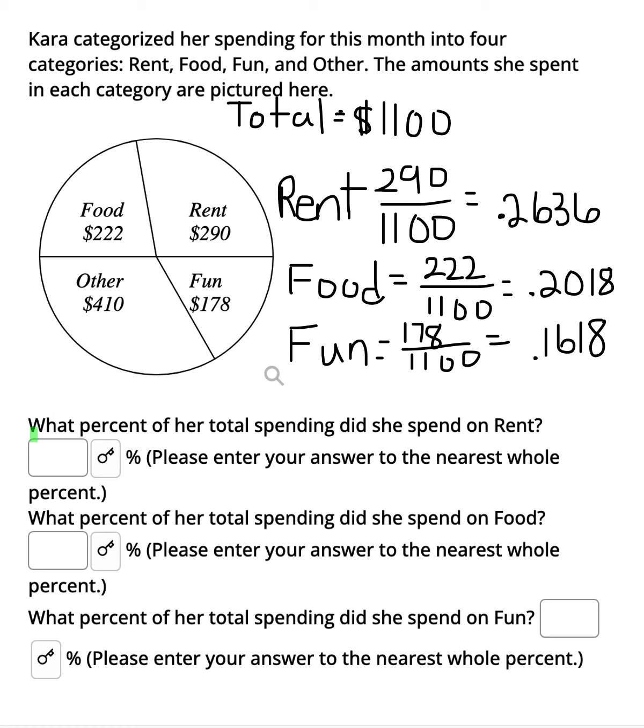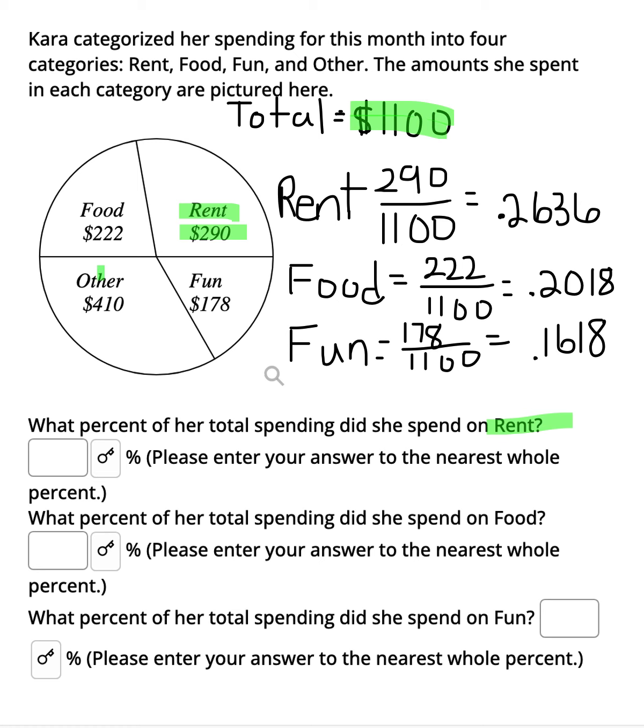Now, in the first part of this question, it says, what percent of her total spending did she spend on rent? So here's rent right here. Rent was $290. But in order to figure out the percentage, I need to take $290 out of the total. Now, our total is $1,100, and we get that by adding $290, $222, $410, and $178. That gives us the total in the entire pie for all the categories.